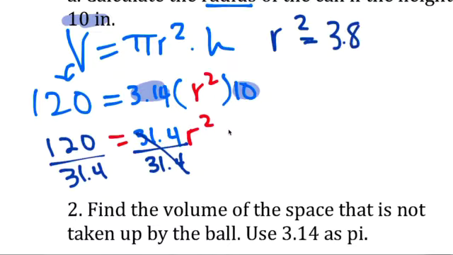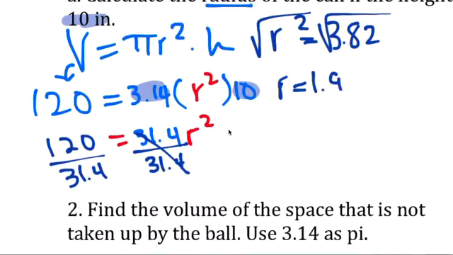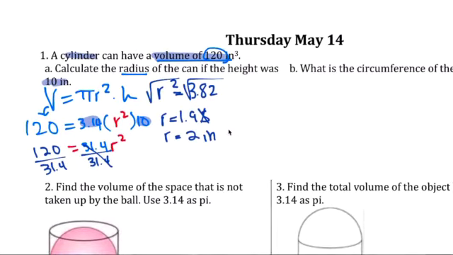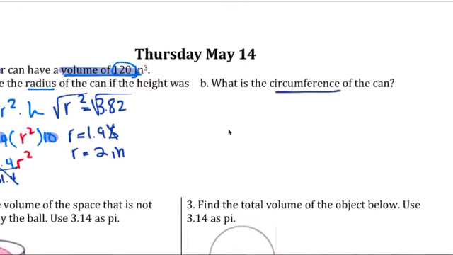3.82, and it keeps going, but we'll keep it like that, round it to the hundredth place, take the square root of that. Radius is about 1.95, that's a 5, so radius is 2 inches. Okay, so if radius is 2 inches, what is the circumference?